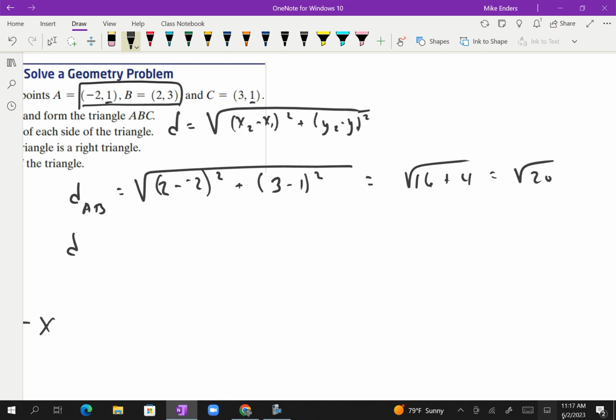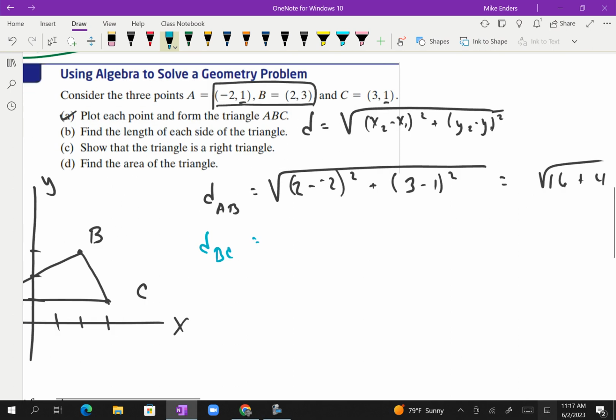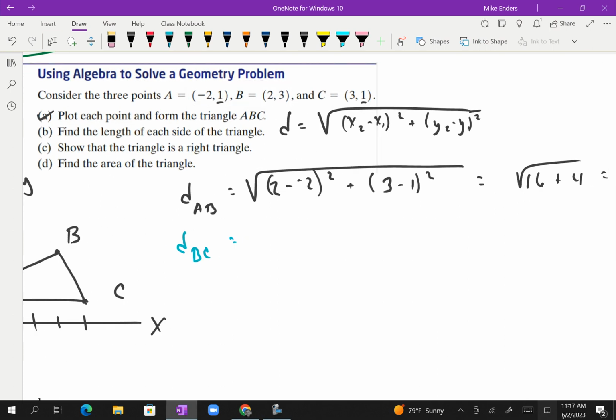Let's do now the distance. Let's change colors here to coordinate this a little bit. Let's do the distance from B to C. Okay, so now we'll end up using these 2 points. On that one, we take the difference in the x's, so 3 minus 2 quantity squared, plus the difference in the y's, so 1 minus 3 quantity squared.